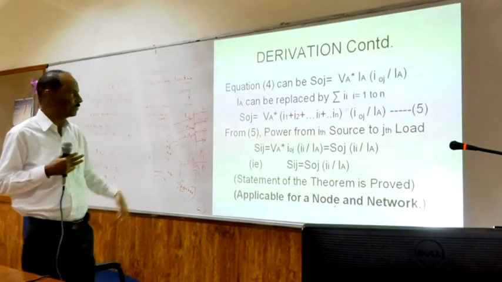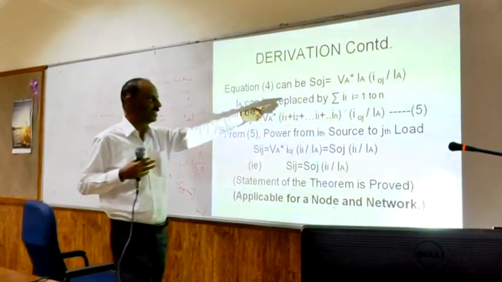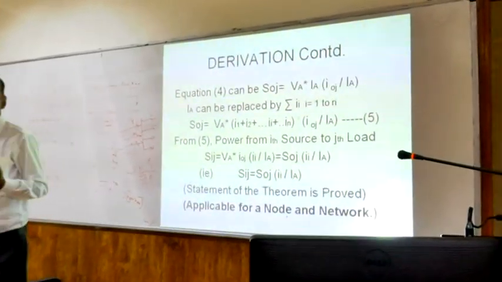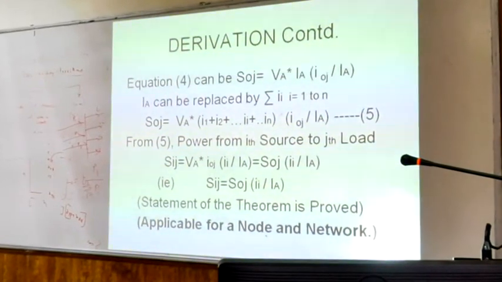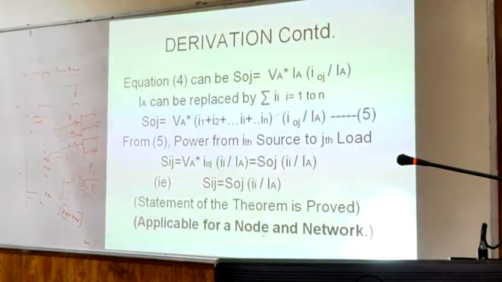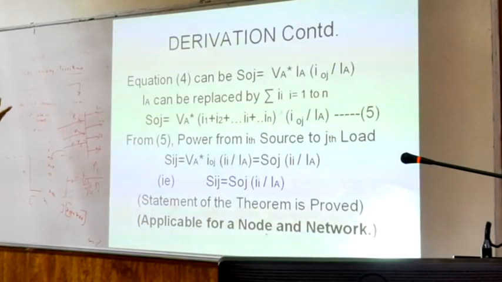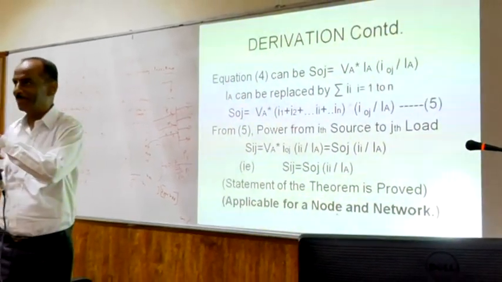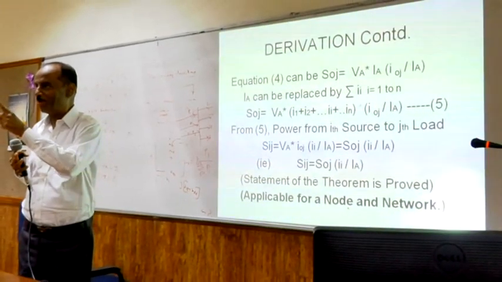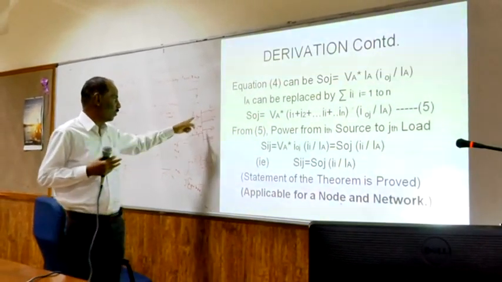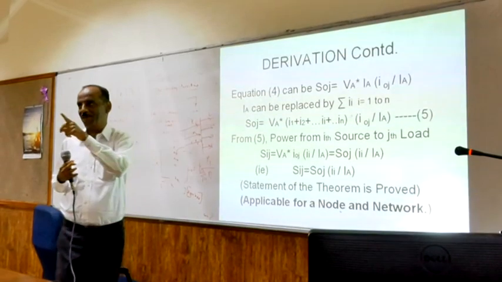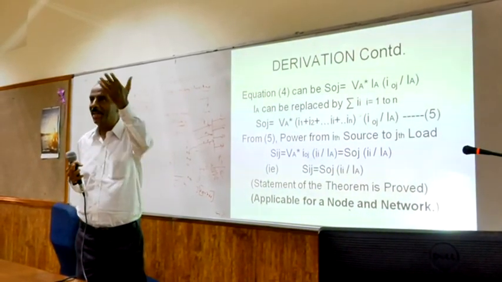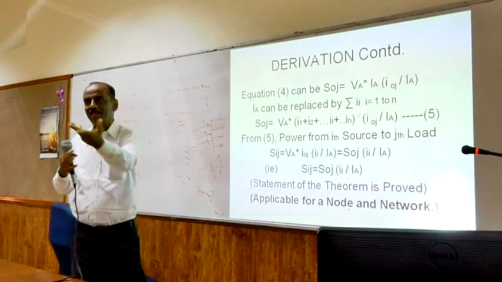You can see that. Equation 4 can be written like this. You can ask a question, sir, what is wrong in that? Initially itself you can write VA into IA conjugate. VA into IOJ is the load of J. Am I correct? VA, because voltage is the node voltage. Because the load is connected at the same node, VA into IOJ is the load power. Simply take IA by IA, multiply it.